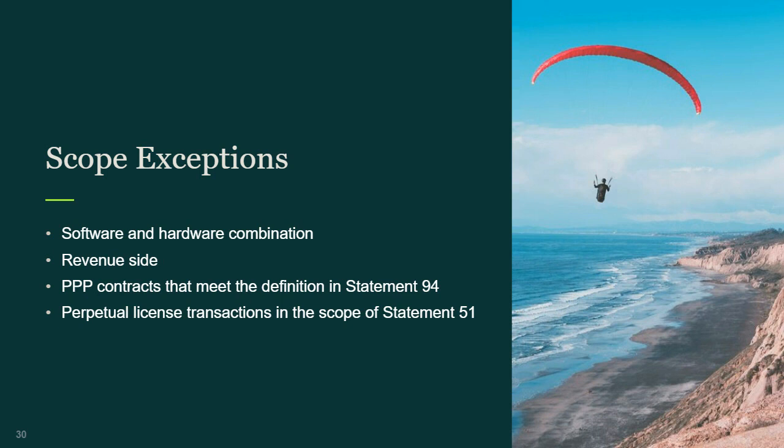The statement also doesn't apply to governments that provide the right to use their IT software and associated tangible capital assets to other entities through SPITAs, so they're recognizing revenue for that, and the standard scopes that out. It also scopes out contracts that meet the definition of a public-private or public-public partnership, as Kevin went through, or licensing arrangements that provide a perpetual license to governments to use a vendor's computer software. Those are subject to Statement 51 and scoped out of 96.